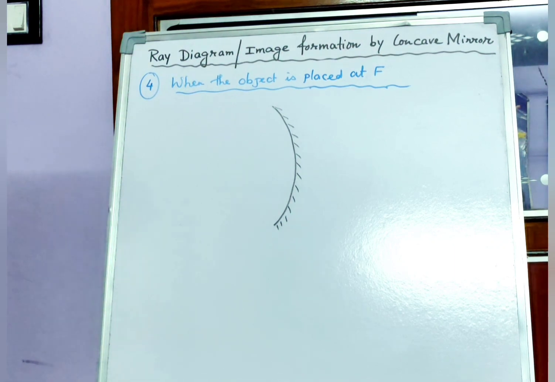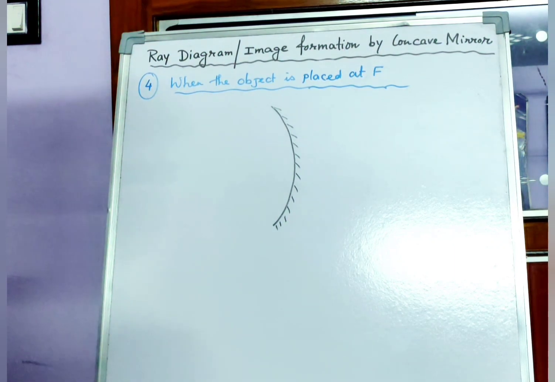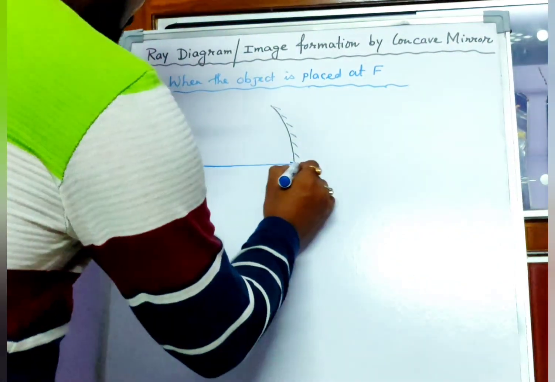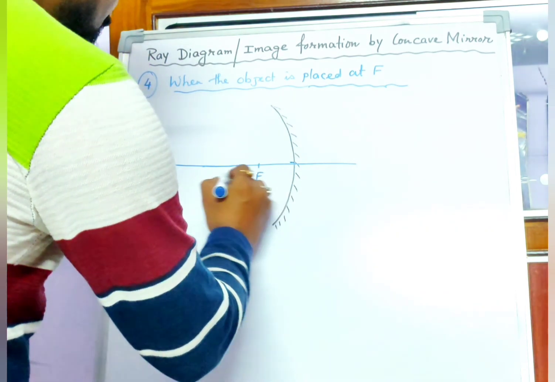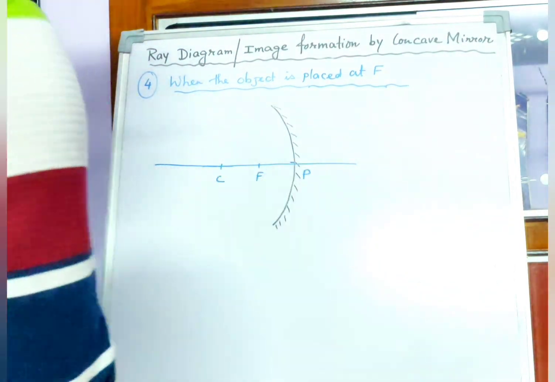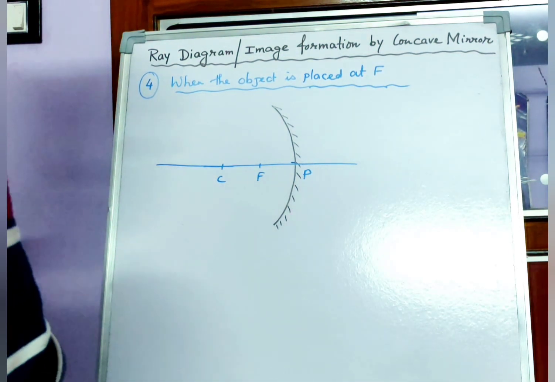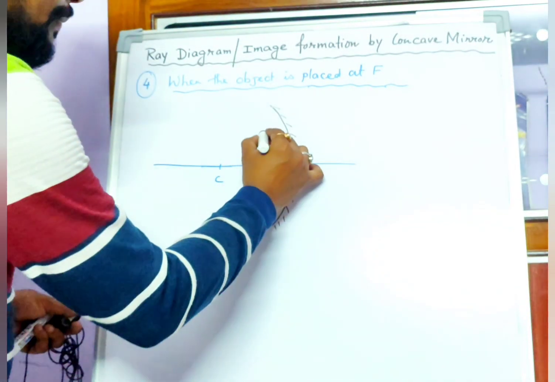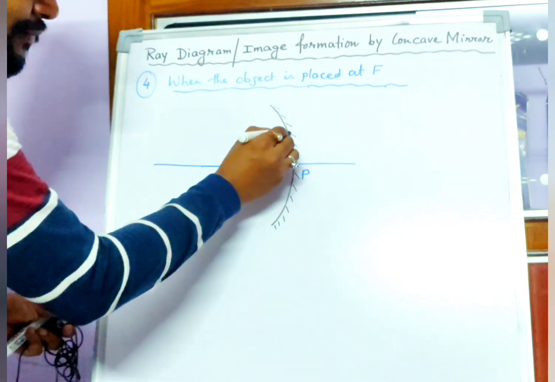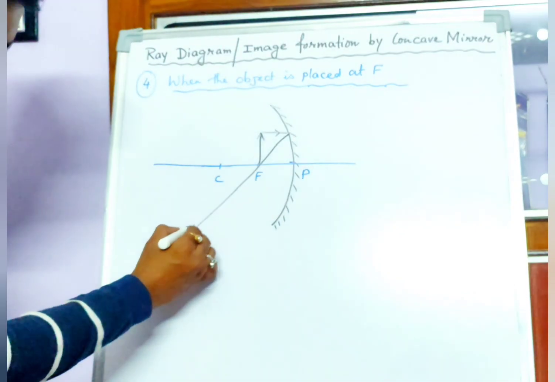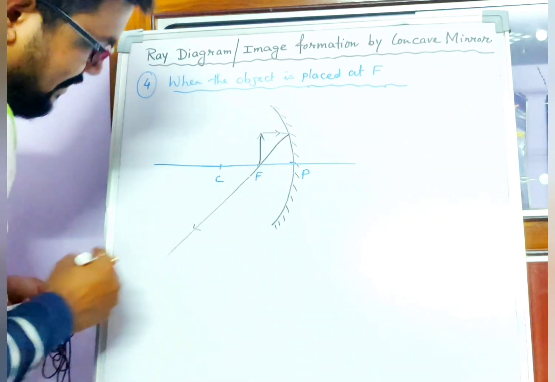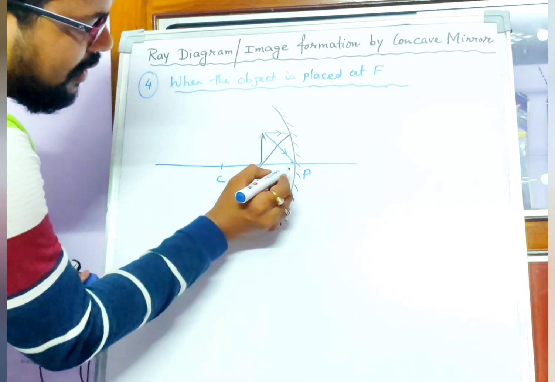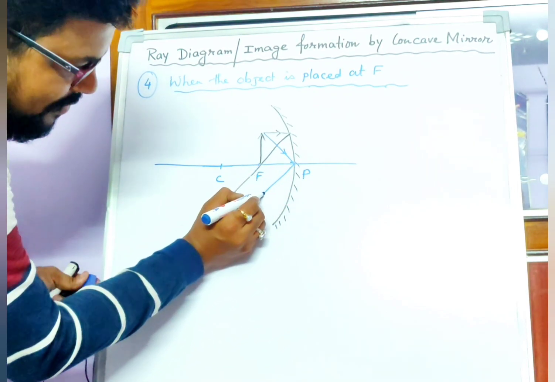Here is the fourth case. When the object is placed exactly at F, at focus, how will the image form? First draw a principal axis. Once again, this is the focus, this is the center of curvature, this is the pole. Now I am placing the object exactly at focus. Now the same rule: the ray parallel to the principal axis, after reflection, will go through the focus. And the ray which is incident at the pole will be reflected with the same angle. This is the angle of reflection.